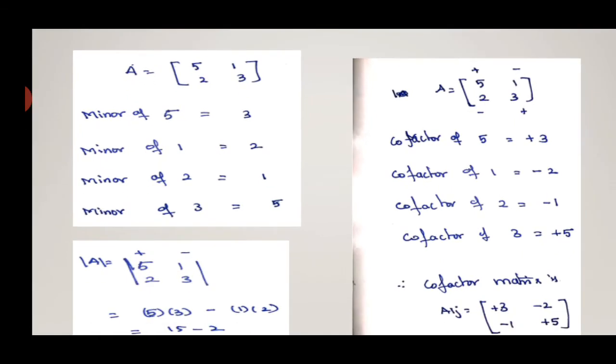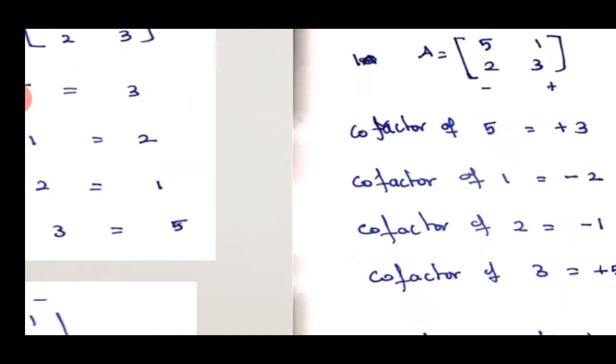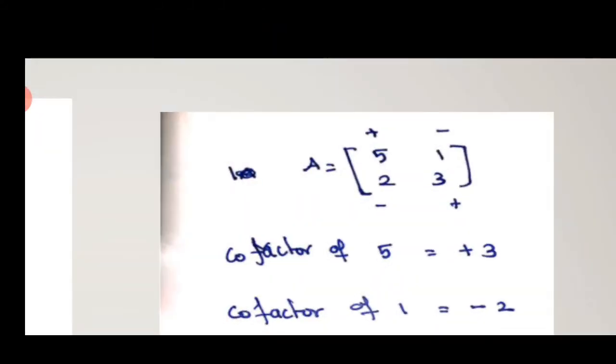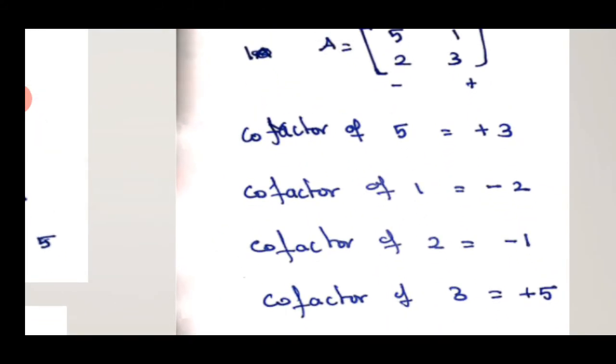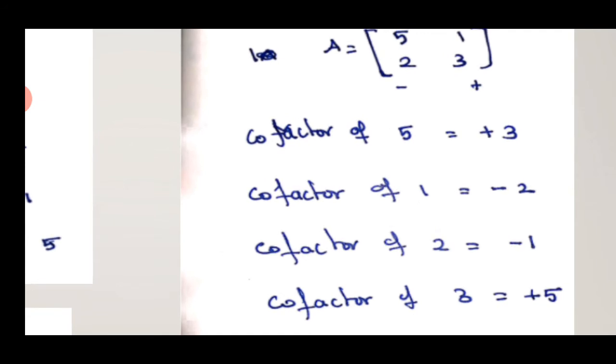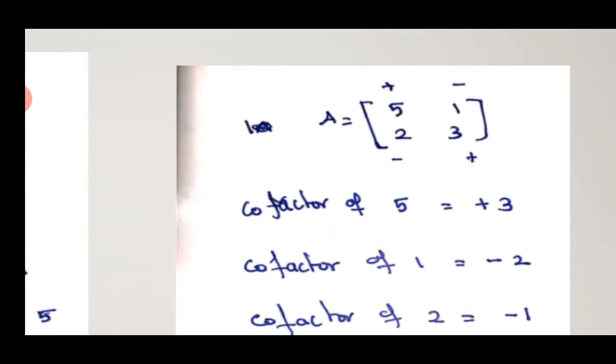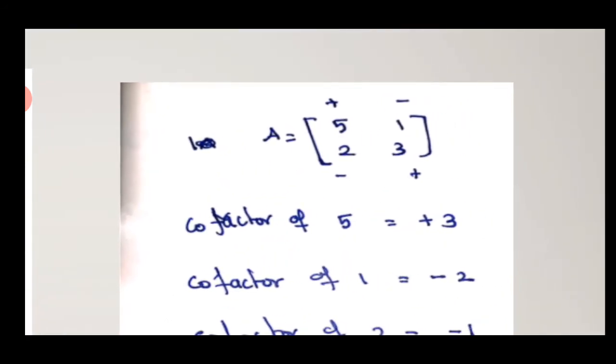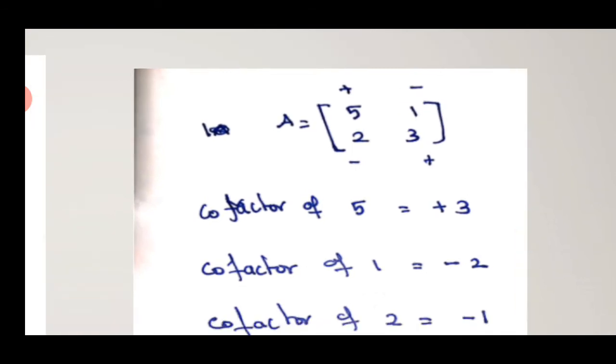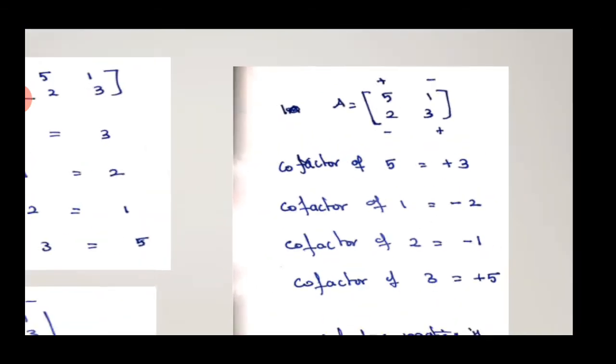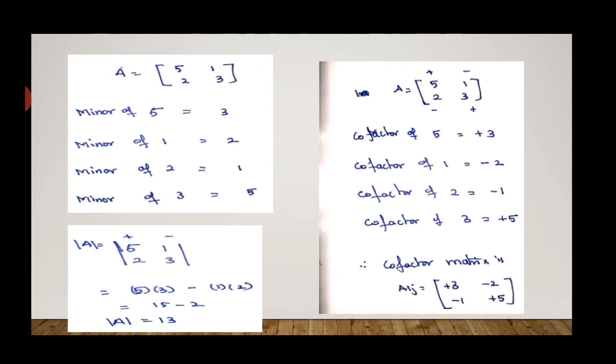That's quite simple. You can see on the right side, A equal to the same matrix I have written, 5, 1, 2, 3. But over the first row, I have given what signs? You can see plus minus. And for the second row, below this 2, 3, I have given minus plus. So the first row signs are plus minus, and the second row must start with minus, so minus plus. Now in these answers we have the minors.